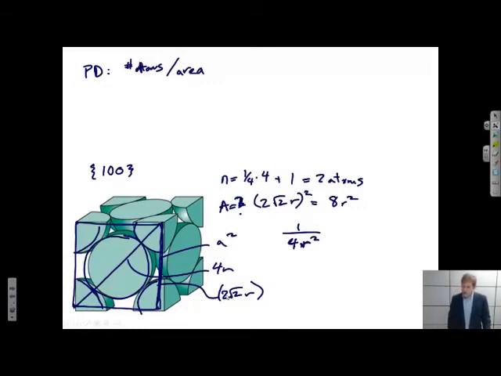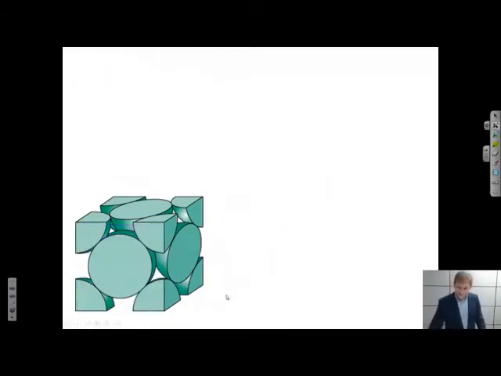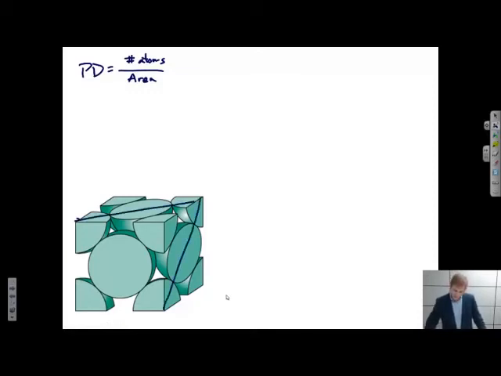Okay, let us try a different plane. Again, planar density, number of atoms per area. Okay, let us look at the 1, 1, 1 family planes. And so that is a plane that cuts diagonally through the body of this square.